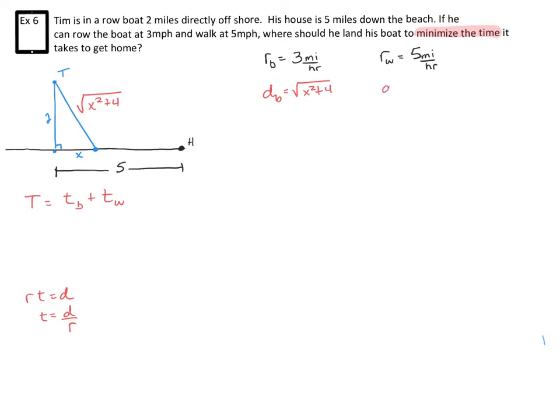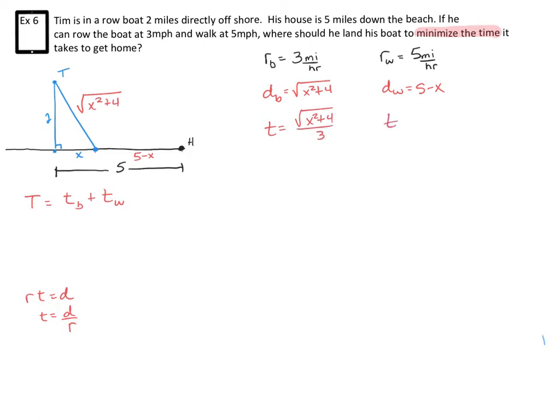And then the distance walking is going to be easily calculated because this whole thing is 5. We just took off x, and he's going to be here, and that's going to be 5 minus x. So this would be 5 minus x from where he lands the boat until he gets to his house. So that's the distance walking. And of course, time is distance divided by rate. And that's going to be, for the boat, the square root of x squared plus 4 over 3.